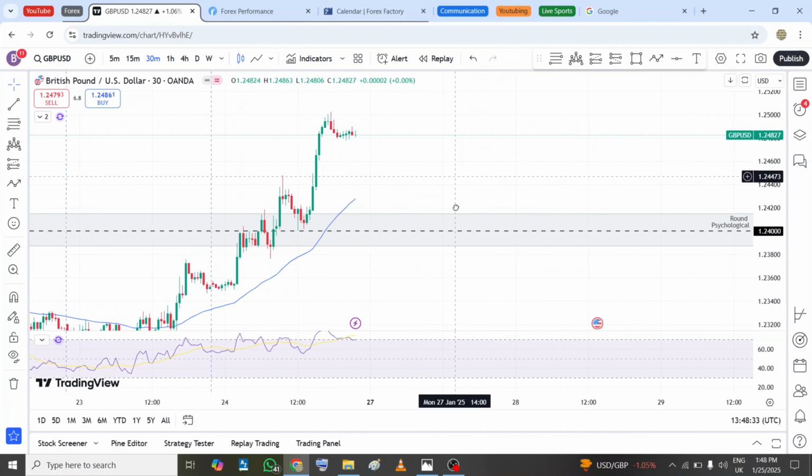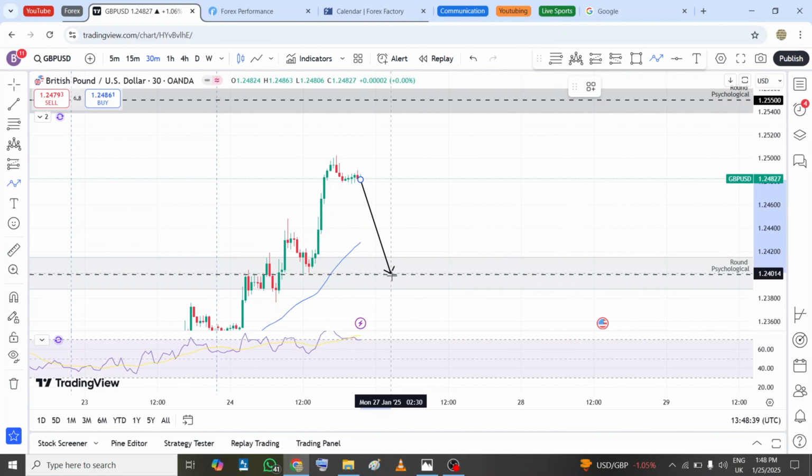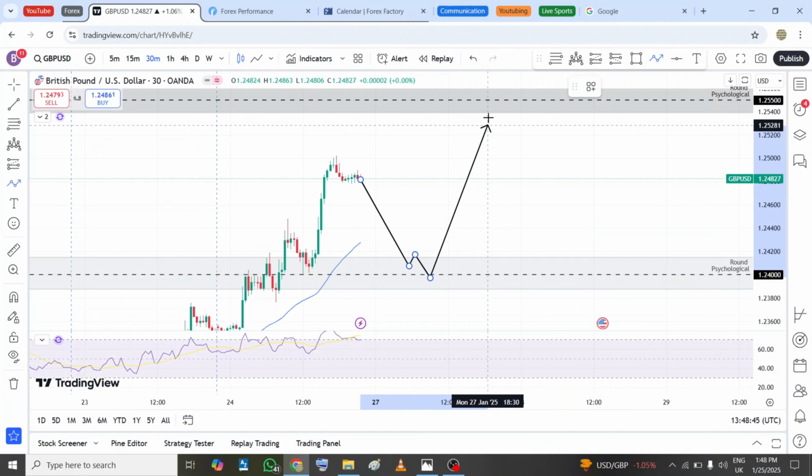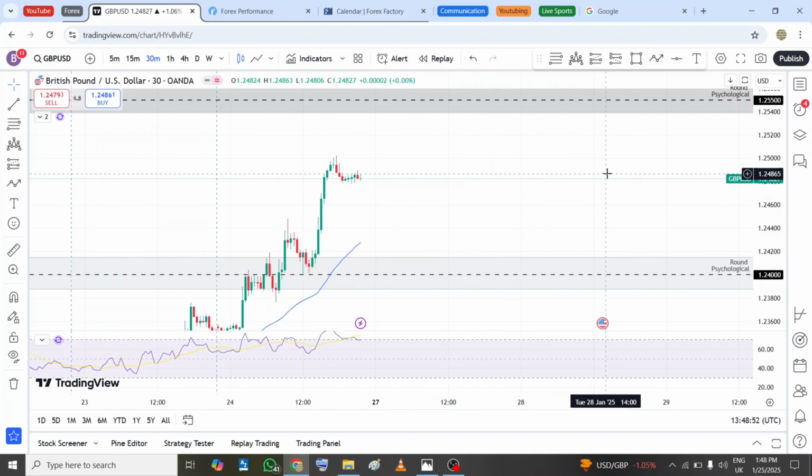So with this particular currency pair, I'll be expecting price to drop all the way down, maybe to this level, maybe a change of character, and then move straight up. All right. So if price is not at this key level, I'm ignoring this. Okay. So let's move on.